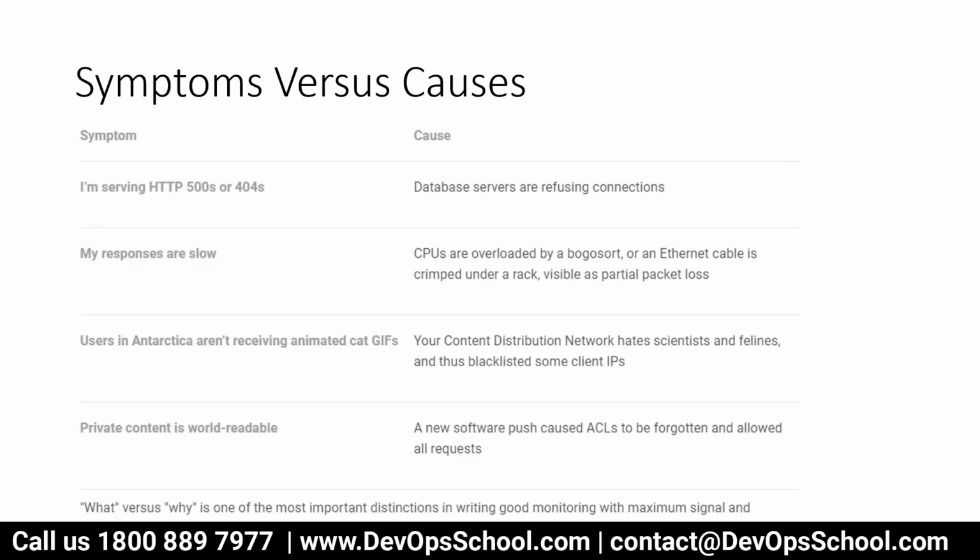Now if you look at symptom versus cause, here I'm serving HTTP 500s and 404s. So what could be the cause? The cause is that database servers are refusing connections. So in one way you get the symptom, in another way you get the cause. My responses are slow. What could be the reason? It could be CPU, it could be network, it could be RAM, it could be anything.